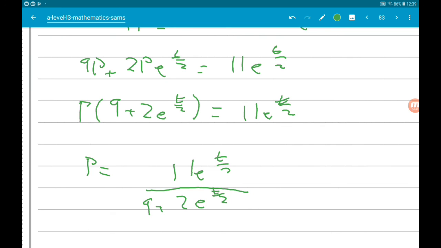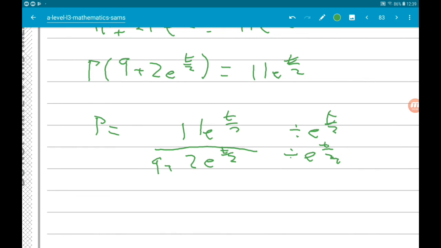Now that's not quite the form they wanted. We want an e to the minus t over 2. So we're now going to divide the top and bottom by e to the t over 2. Now that is finally going to give us 11 over 2 add 9 e to the minus t over 2.